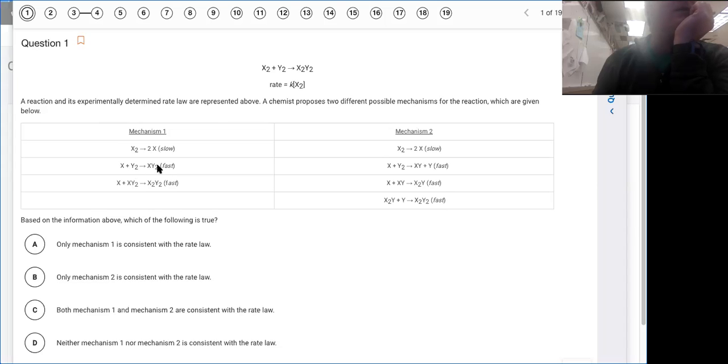We look, XY2 is an intermediate, so that would get canceled as well. And then we get X2, Y2. So I know mechanism 1 works. So if we look at our answers, only mechanism 1, well, I don't know if mechanism 2 works.